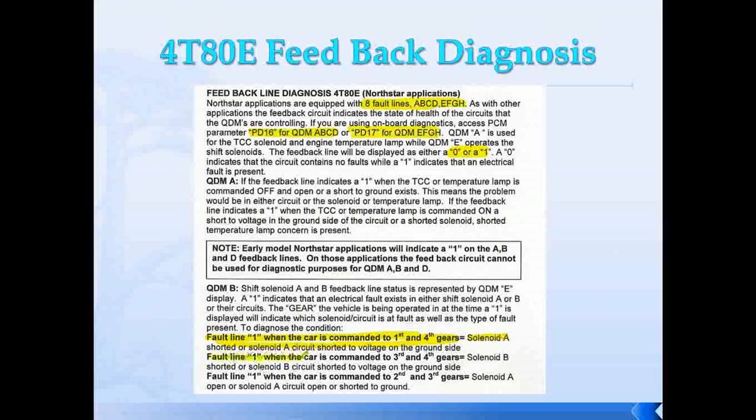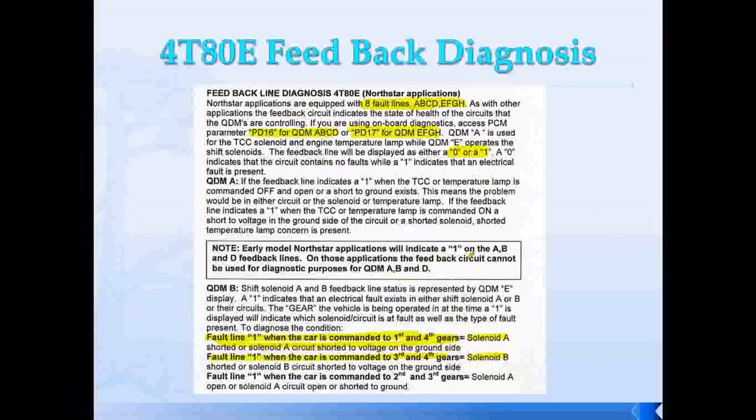If the fault line went to a 1 when the car was commanded into third or fourth gear, then it's a solenoid B fault. So you had to run the car through the gears and monitor which gear the car was in when the fault line changed status. That's how you figured out what the fault was and which solenoid circuit had the fault in it.